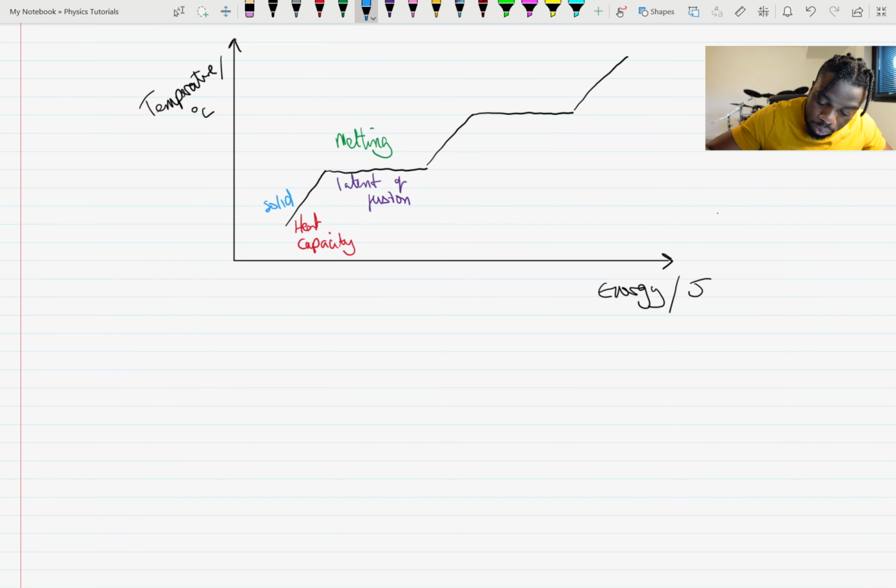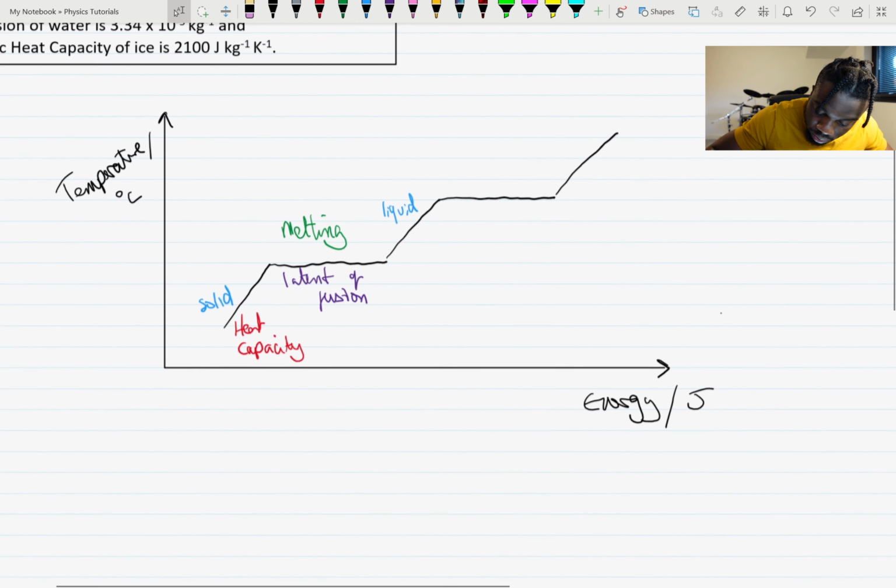So now I'm going to continue filling up my graph. This is liquid, and this is another instance of heat capacity.